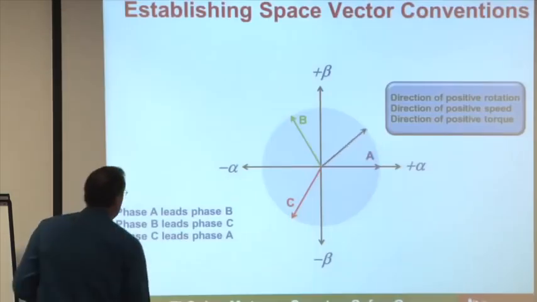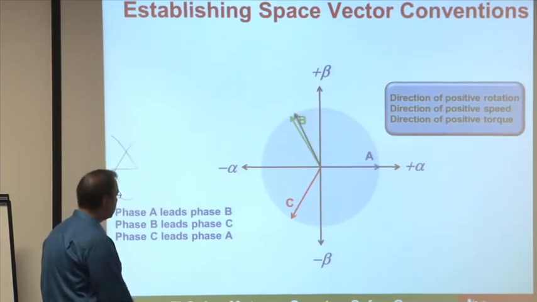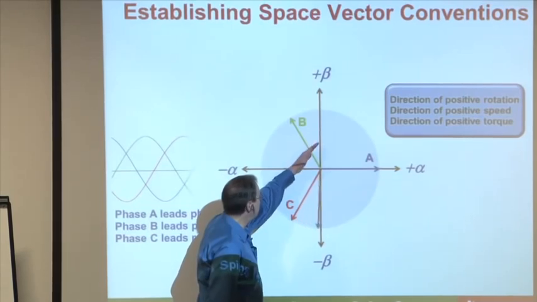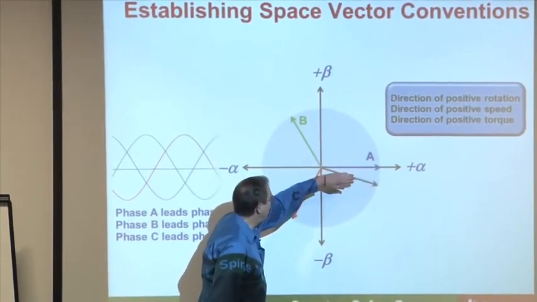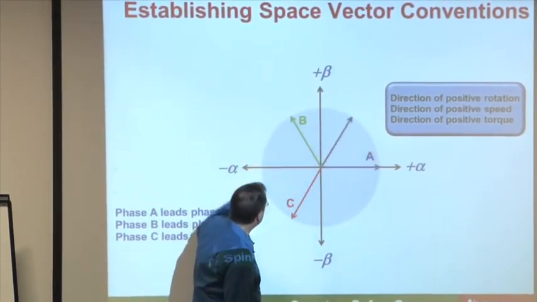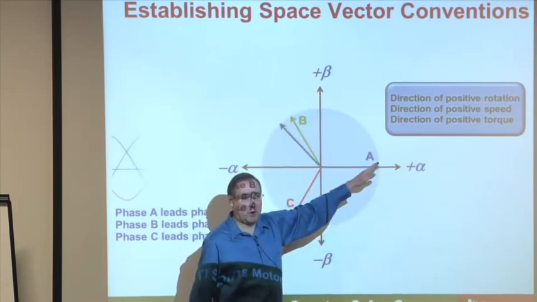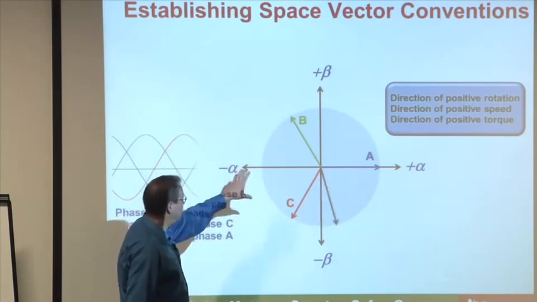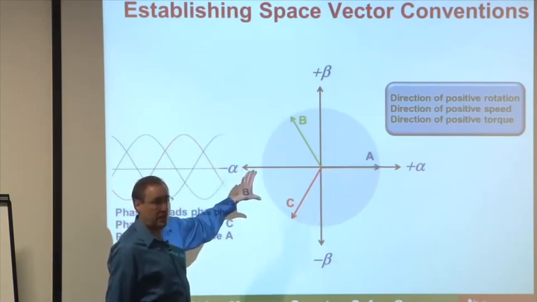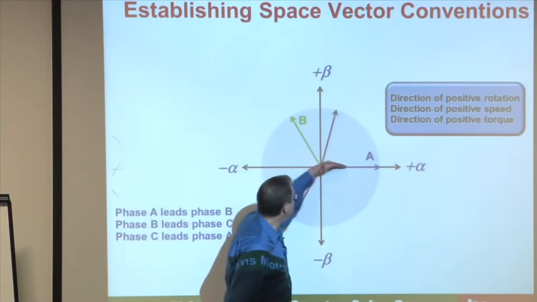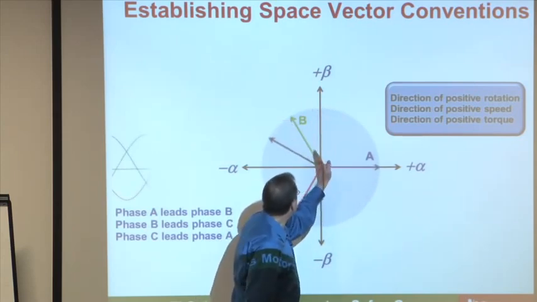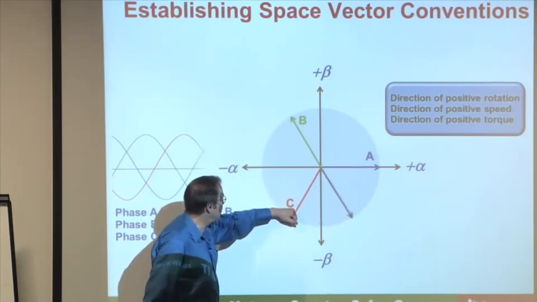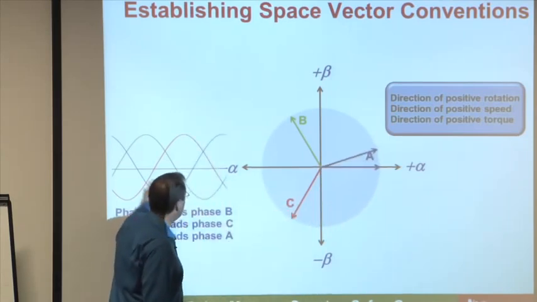Okay, so let's establish some conventions. First of all, when we look at the motor itself, let's just pretend that this is the cross-section of a motor frame. We're going to be referring to that as a space vector diagram, where we have the magnetic axis for phase A, the magnetic axis for phase B, and of course the magnetic axis for phase C. And we have the current waveforms.